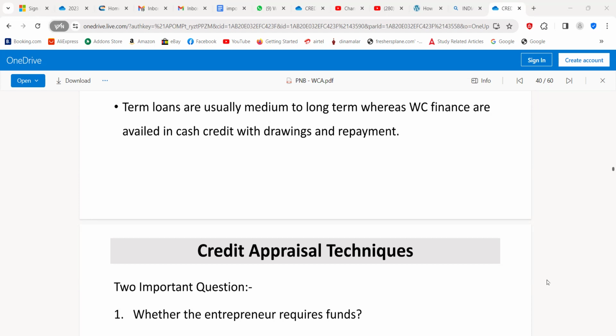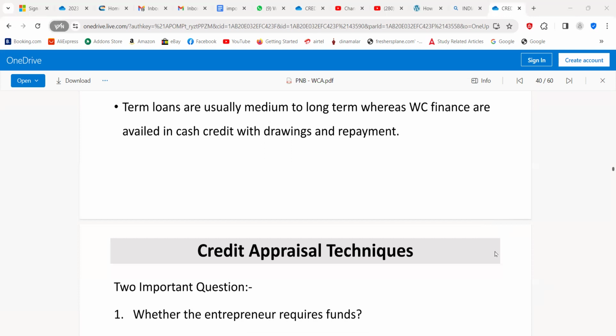They will have to get them insured, and the name of the bank has to be entered in the insurance policy. In case any mishap happens, the payment settlement will first come to the bank, and only then will it go to the party. So this is the working capital. Working capital is given as open cash credit or as key cash credit.